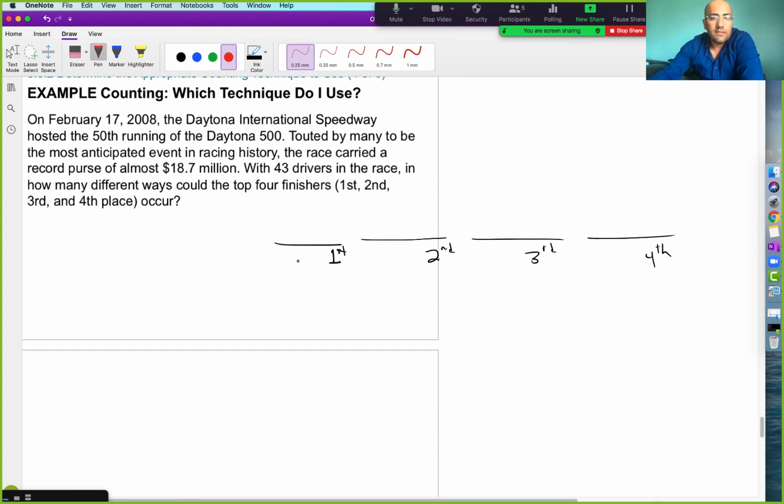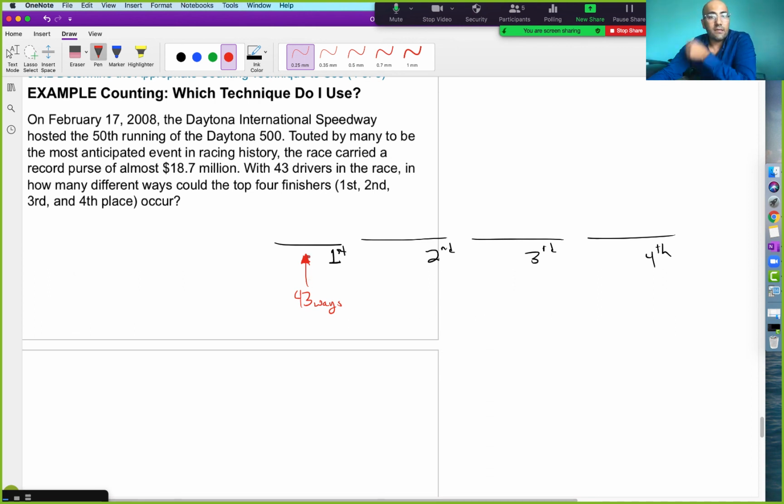Well, how many ways can number 1 occur? There are 43 ways. 43 drivers can be number 1, assuming they were all equally likely. We're not taking into consideration who's a better driver and who's more likely of winning. We're not looking at probabilities right now. They're just asking us how many different ways can this occur. They're not asking what is the likelihood that a particular driver might win.